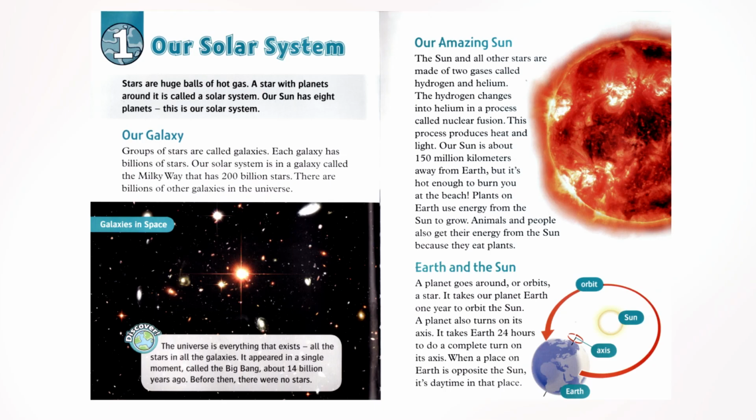Chapter 1. Our Solar System. Stars are huge balls of hot gas. A star with planets around it is called a solar system. Our sun has 8 planets. This is our solar system.